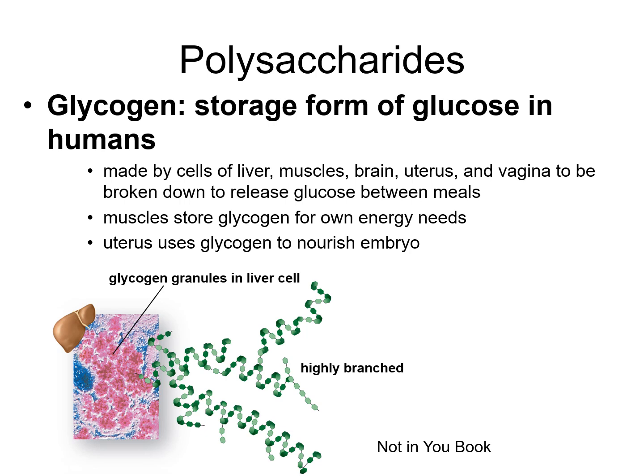Muscles store glycogen for their own needs. The uterus of one that is pregnant breaks down glycogen to nourish the embryo. The liver breaks down glycogen to release glucose into the blood to maintain blood sugar levels between meals.